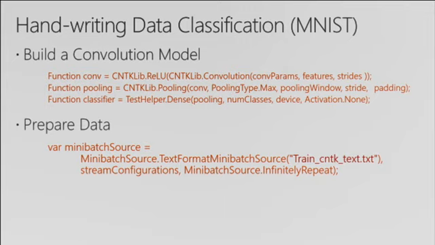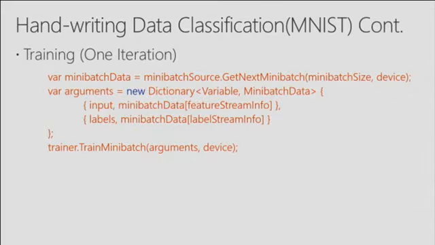So here I give you an example of how you write, say, a classification example. We want to classify handwritten data. So you can build a convolution model by composing a number of basic ops. You prepare the data with the built-in reader, like the mini-batch source, and then you do training. Right? So you create arguments of this dictionary, which contains the input data and the label, and then you train with this mini-batch.